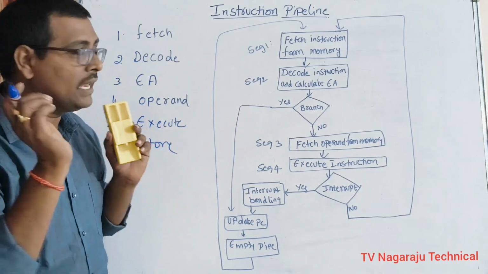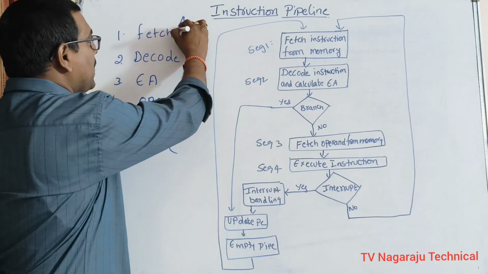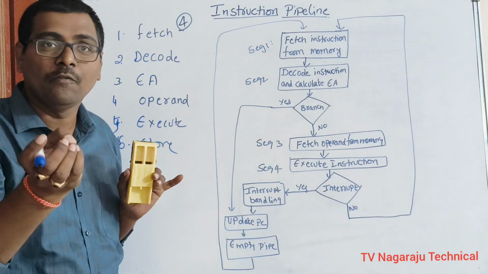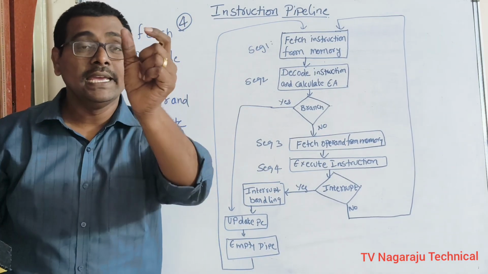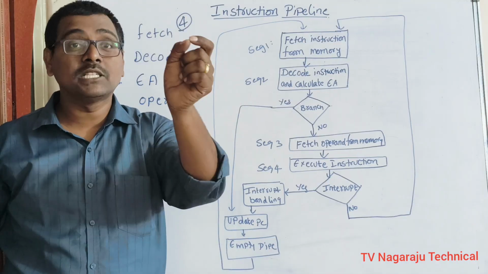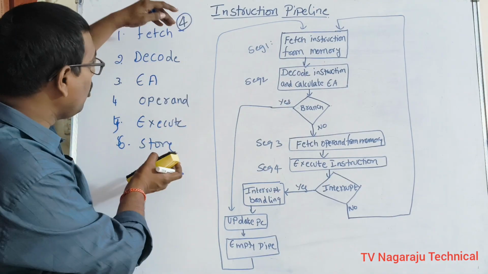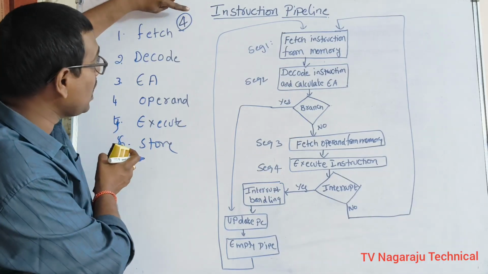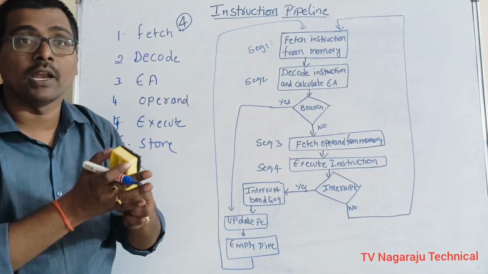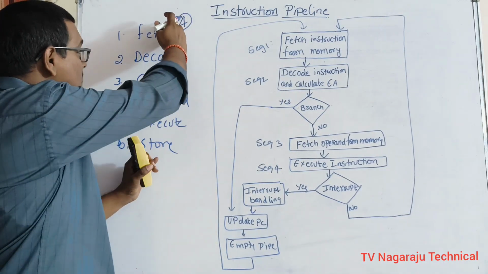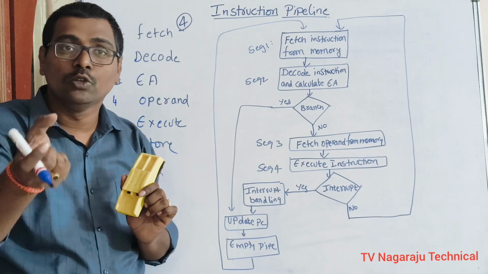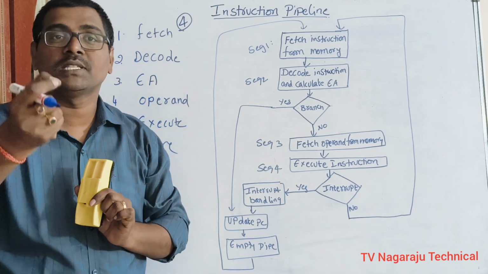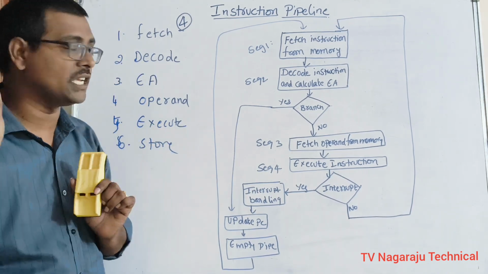Now consider a 4-segment pipeline. Assume we have a 4-segment pipeline. Each segment performs a specific task. Now how many steps do we have? We have 6 steps, but I have a 4-segment pipeline. Now what am I doing? These 6 steps need to be reduced into 4 steps that are executed in 4 segments.